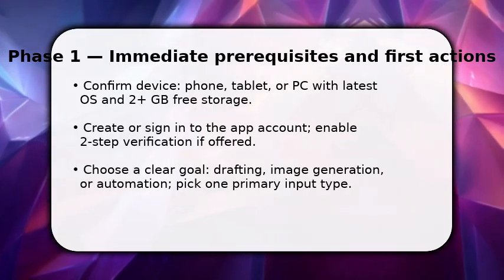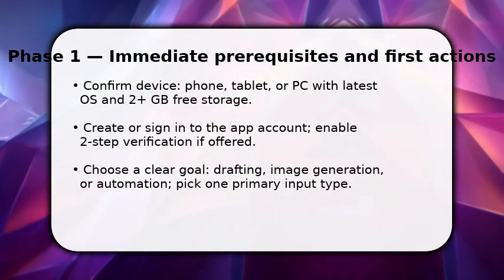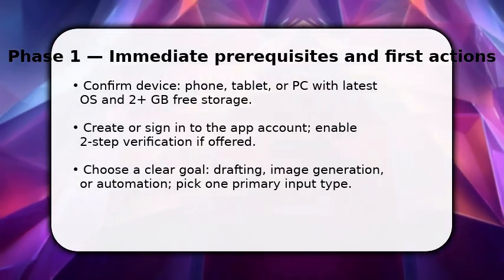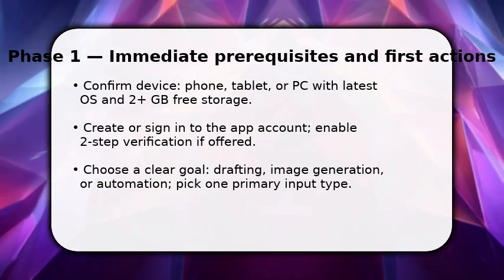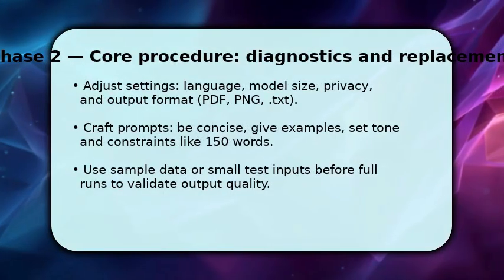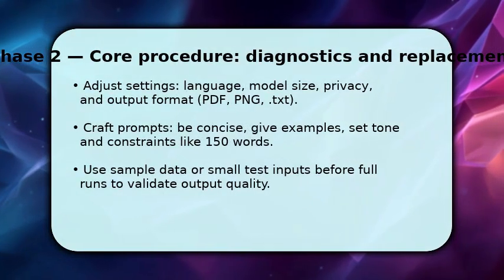Next, select the input method you'll use: text, voice, or upload. This first step reduces confusion and speeds up iteration, so start with one task and one input, and you're ready to proceed. You next configure the app and craft effective prompts to guide results.